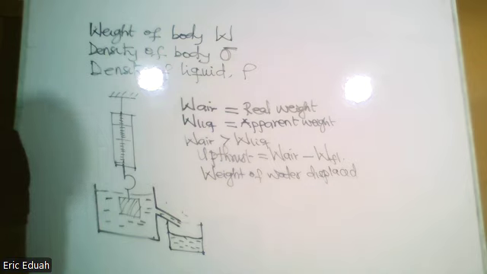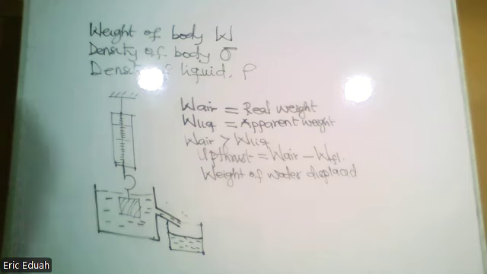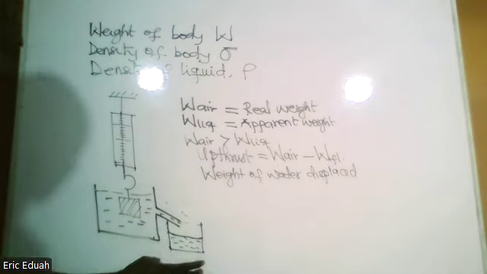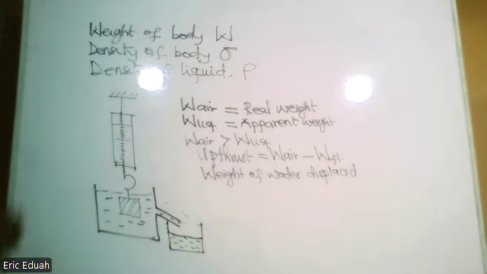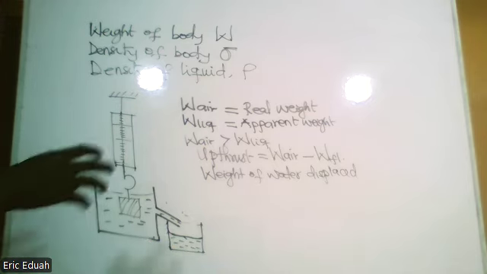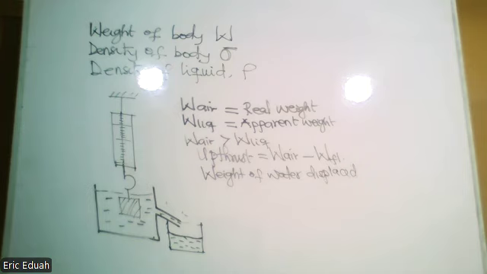Subtract the mass of the beaker. Then you use the mass, you multiply it by gravity. Thank you. So all that we are saying is to measure the mass of the empty container after it has been used to collect the displaced water. Measure the mass of the beaker and the water, and then subtract.